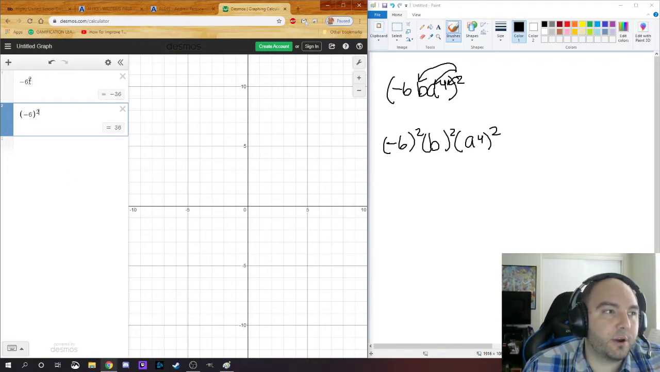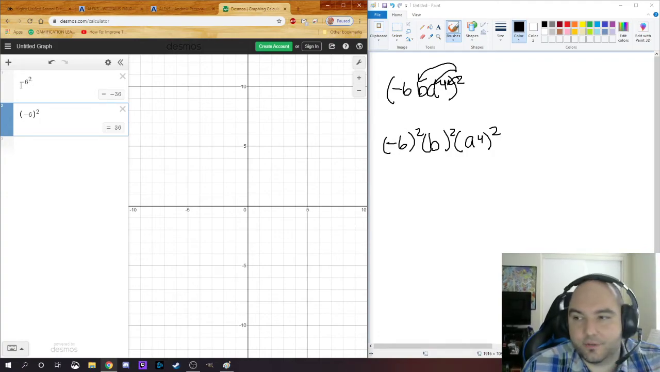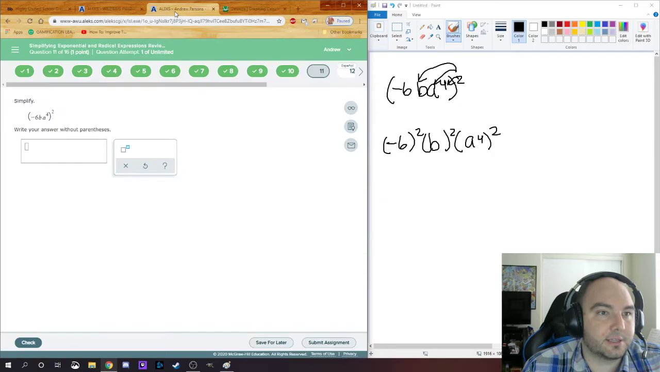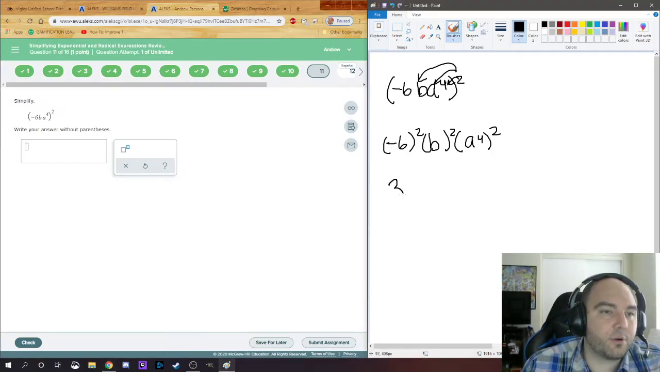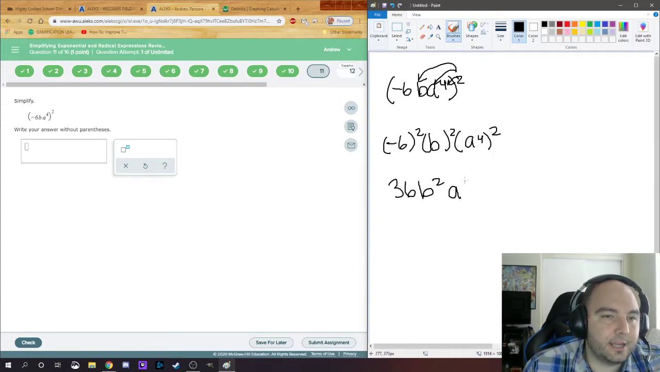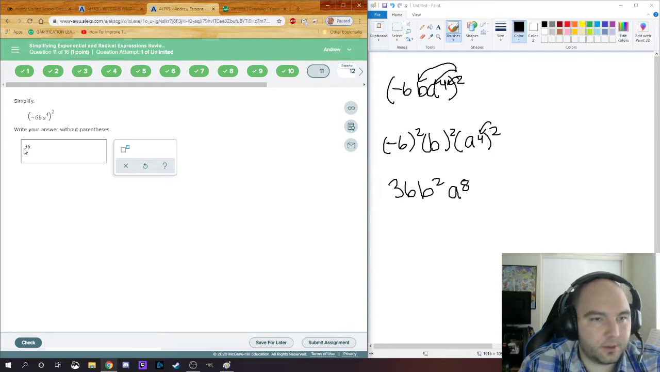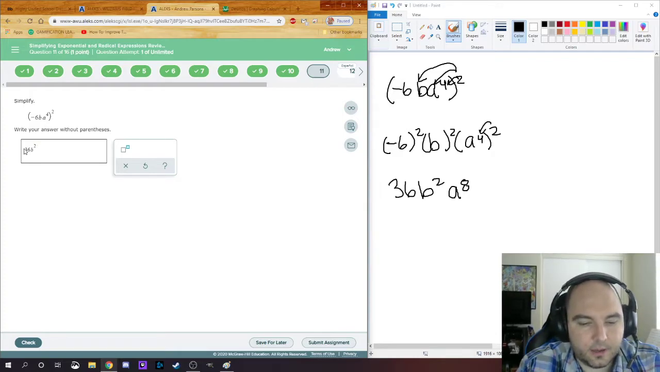This is 6 squared with a minus in front of it. 6 squared is 36. The opposite of that is negative 36. This is literally negative 6 times itself twice. Negative 6 times negative 6, which is positive 36. That is very important because on problems like this, you're going to get it wrong if you do not properly input it, if you're going to use a calculator. I also get b squared and a to the 8 because I'm doing 4 times 2. 36 b squared a to the 8.